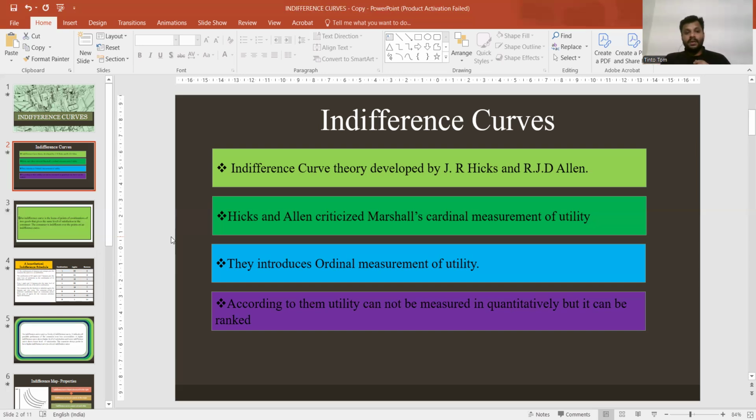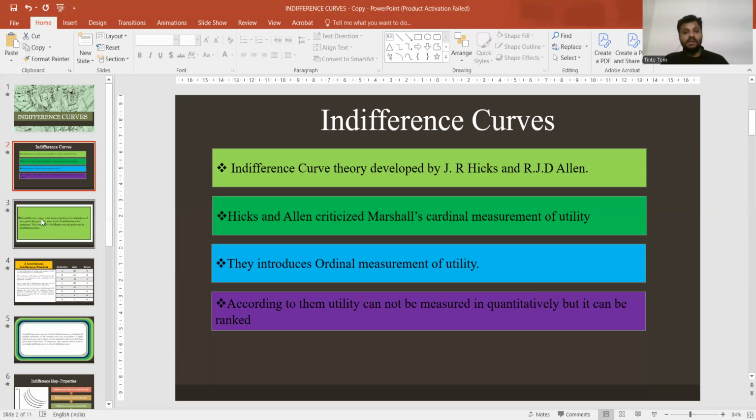So actually, when it comes to the ordinal approach, R.J.D. Allen as well as J.R. Hicks, both of them have criticized the cardinal measurement of utility. That means measuring the satisfaction in terms of cardinal numbers. Instead, they have come up with a new idea: they have introduced an ordinal measurement of utility. So according to J.R. Hicks and R.J.D. Allen, utility cannot be measured quantitatively. Instead, it can be ranked. That's what they have conveyed. For that, they have come up with a tool that is called the indifference curve.